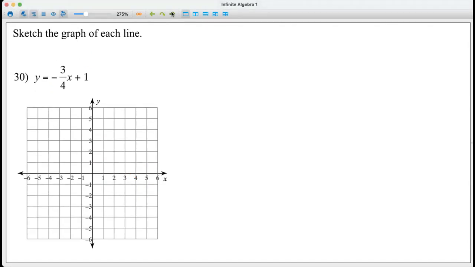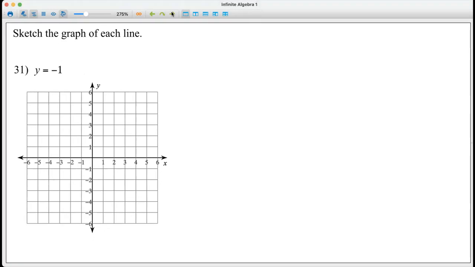Okay. Just going to point out the more challenging ones are your horizontal and vertical line. You absolutely positively need to have this on a resource card when you show up to test day. You will forget which one is horizontal, which one is vertical. So y equals is a horizontal line at the y value -1.